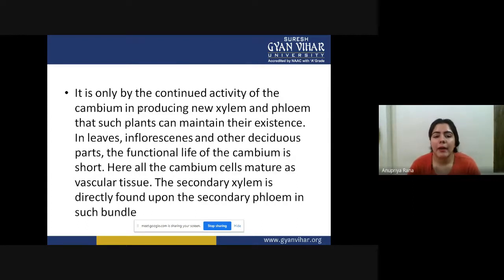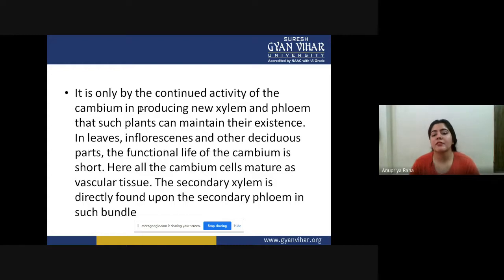It is only by the continued activity of the cambium in producing new xylem and phloem that such plants can maintain their existence. But for maintaining their existence, they need to grow and divide throughout their life. So the cambium has to make the xylem and phloem inside. That's why when we cut a plant, we see a ring formation inside it. Every year the new xylem and new phloem are developed.